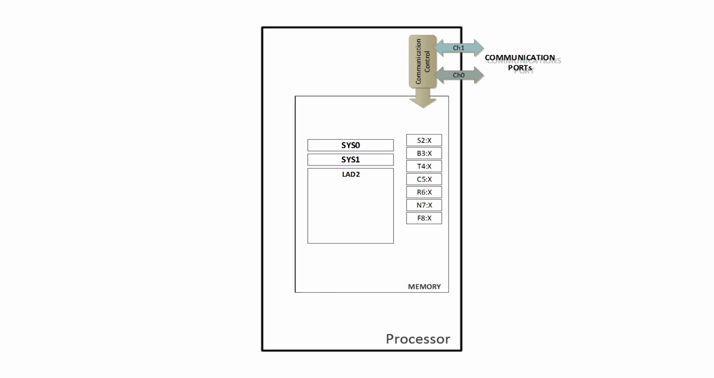That's where your program, your instructions. All the instructions in this list of instructions read from or write to other locations in memory. In this case, I'm only showing you S2, which is the status of the processor, B3, T4, C5, R6, N7, and F8. If you're not familiar with RSLogix, B implies that these 16-bit integers are going to be used at the bit level. T is for timer. Those are 3-word elements of an array of timer data types.